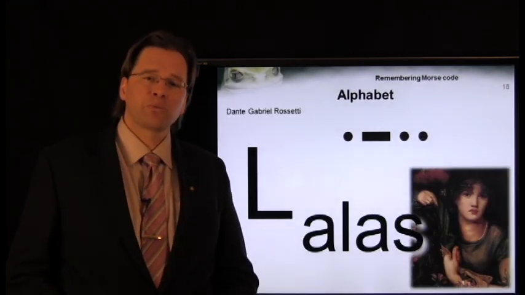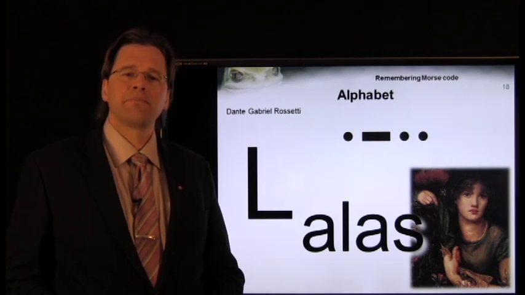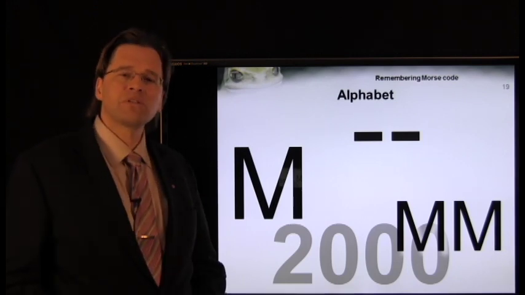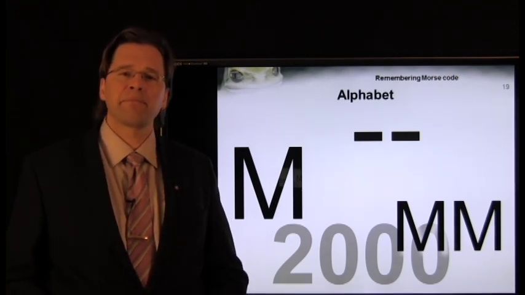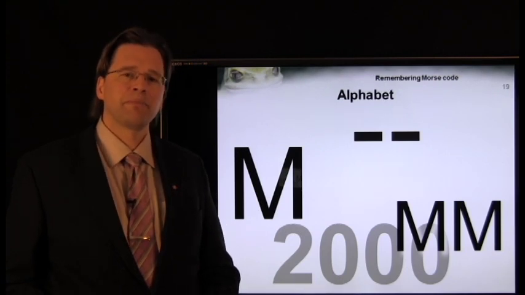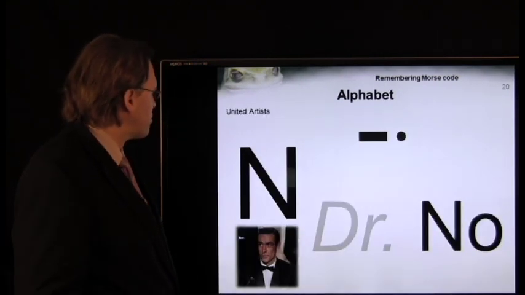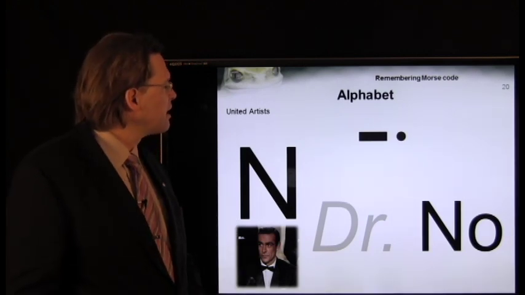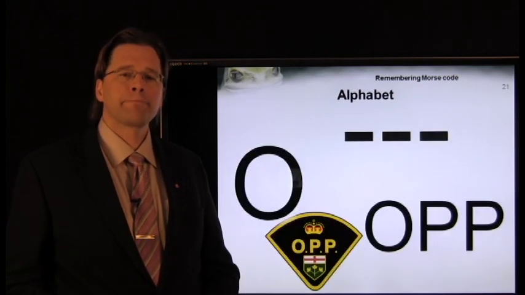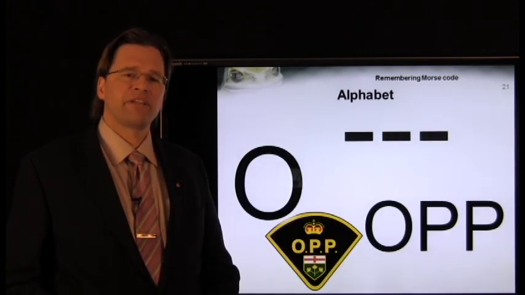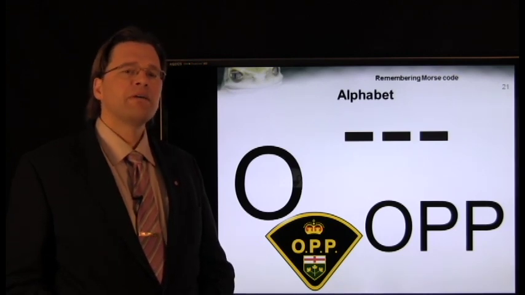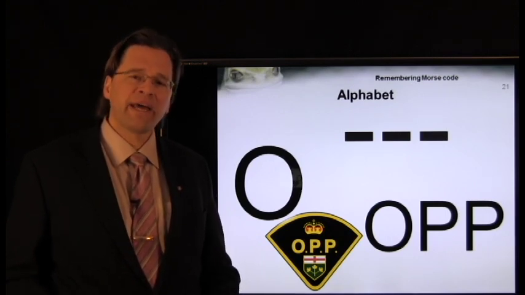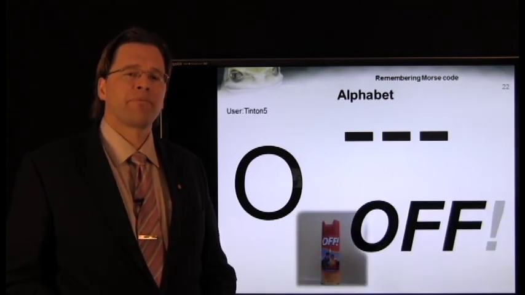For L, I remember the first word of the song Greensleeves, alas. However, there are others. For M, I think of the year 2000. In Roman numerals, 2000 is represented by capital M, therefore 2 dashes. For N, I think of the first James Bond movie, Dr. No. No here is a surname, and therefore the N is capitalized, giving us the dash dot. For O, I think of the abbreviation for the Ontario Provincial Police, OPP. However, if you haven't already memorized O from the ubiquitous SOS, you can always remember off.